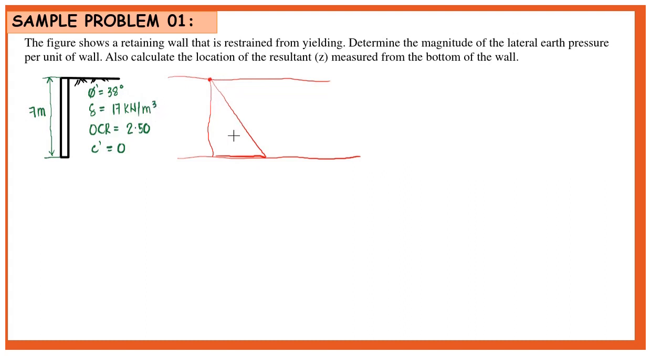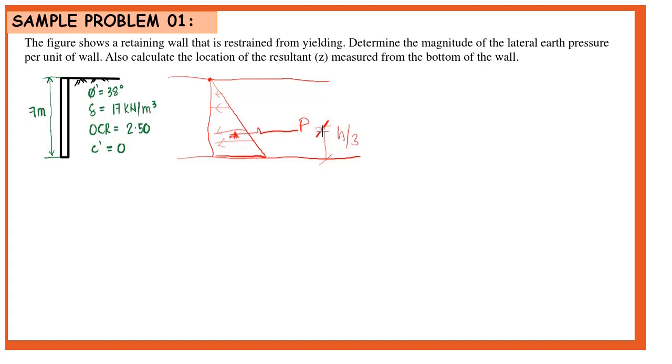So the resultant of this pressure diagram is at the centroid of our pressure diagram. So let's say that is P. And our location of our resultant measured from the bottom is h over 3 of the height. That is the resultant that is located from the bottom of our wall.